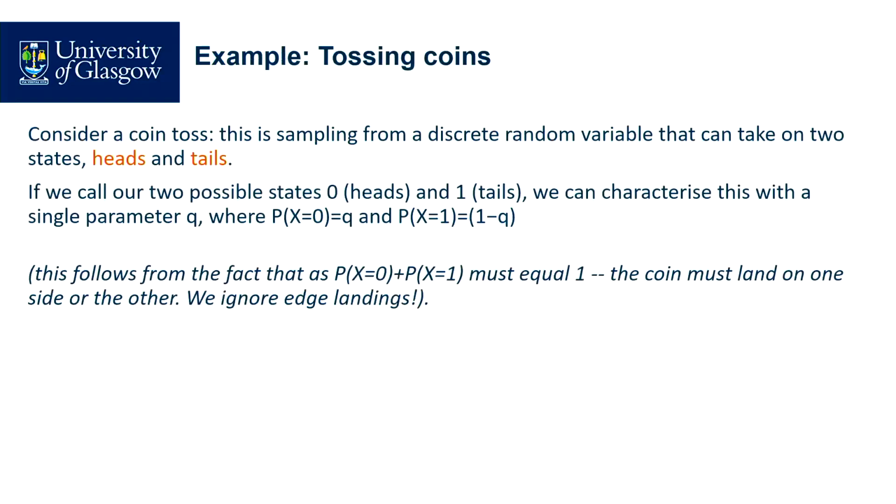So why is it useful, and what can we do with that? Let's take an example. Let's say that you're tossing coins. This is sampling from a discrete random variable that can take two states, head or tail, two possible outcomes. If we call the two possible states 0 for heads and 1 for tails, then we can write that with a single parameter, where p of x equals 0, for heads, is equal to q, and p of x equals 1, for tails, is equal to 1 minus q, because one of the two needs to happen. And q is effectively one parameter that tells you the probabilities.